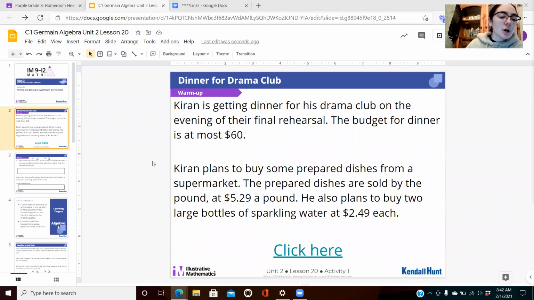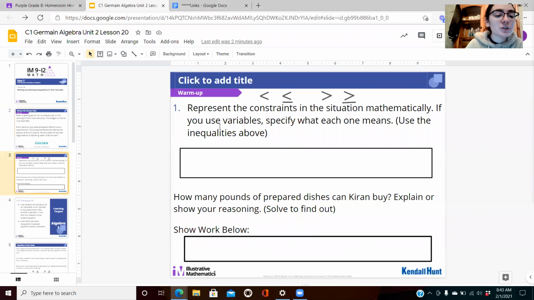Kieran plans to buy some prepared dishes from a supermarket. The prepared dishes are sold by the pound at $5.29 a pound. He also plans to buy 2 large bottles of sparkling water at $2.49 each. So he's buying 2 that cost $2.49 each. What I want from you on the next slide is to go back and forth between these 2 slides, and first represent the constraints in the situation mathematically. If you use variables, specify what each one means.